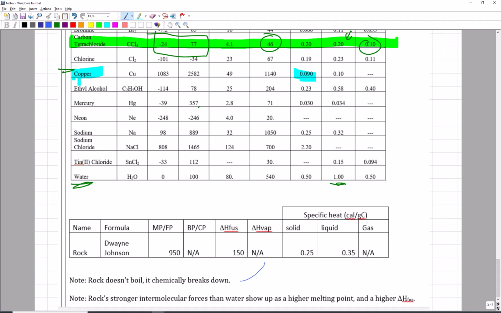And that is it. Little heat things down there. Some things don't have numbers, like boiling. Rock doesn't boil. It breaks down and turns into something else. And rock has stronger intermolecular forces than water because it has a higher melting point, 950 compared to 0, okay? And a higher heat of fusion, 150 calories per gram versus 80 calories per gram. So rock has stronger forces than water.